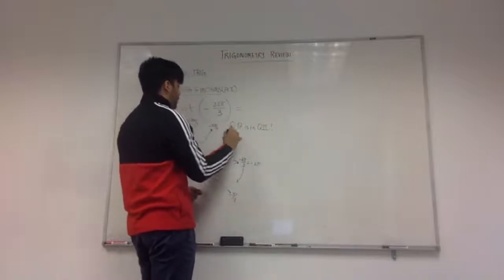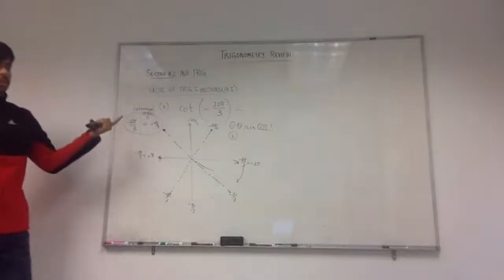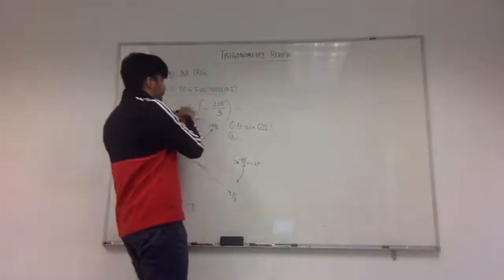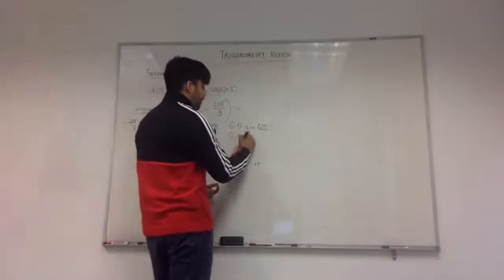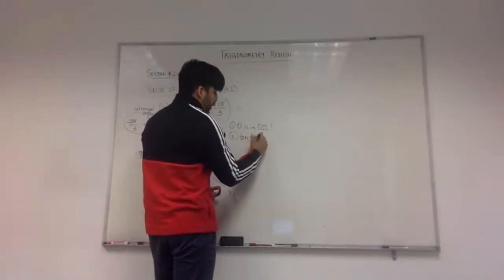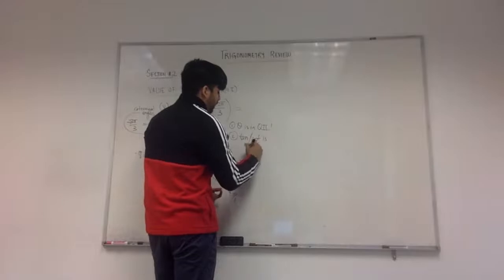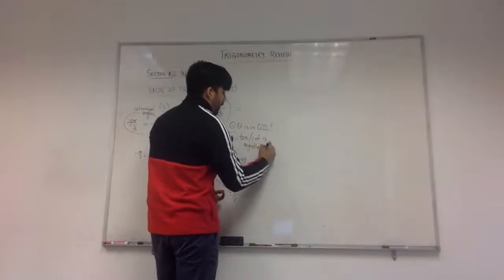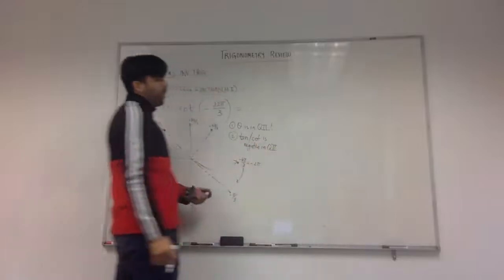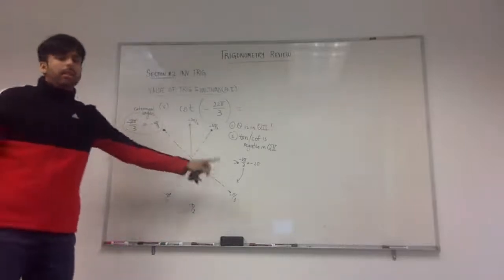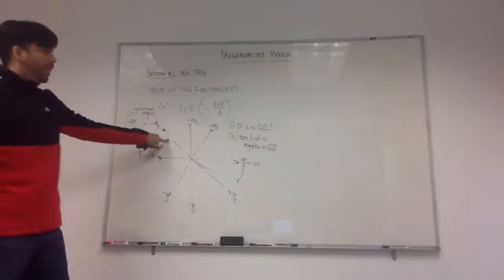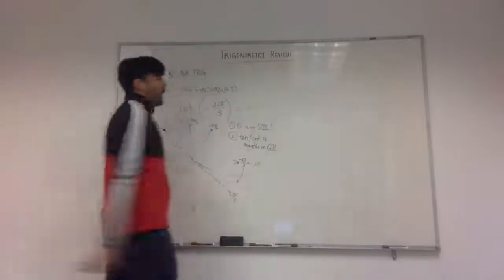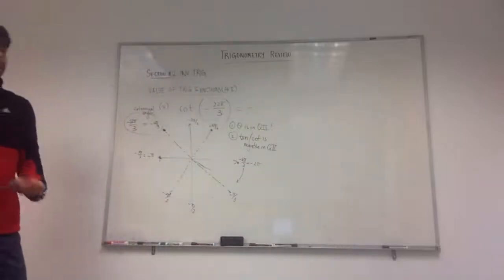Step 1. Step 2. Cotangent. Cotangent is the reciprocal of tan, so essentially the sign of cotangent depends upon the sign of tangent. So tangent or cotangent is negative in quadrant 2. I know that because All Students Take Calculus: only sine is positive here, cosine and tangent are negative here. So there's a negative in front of the value.